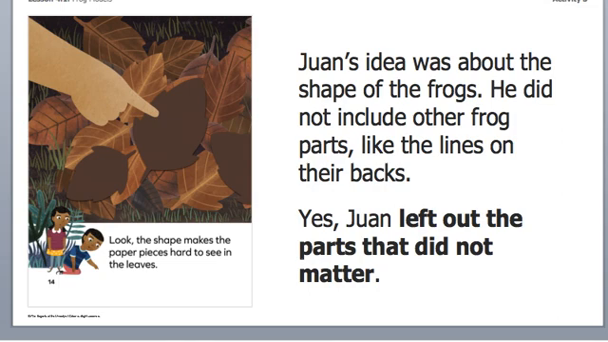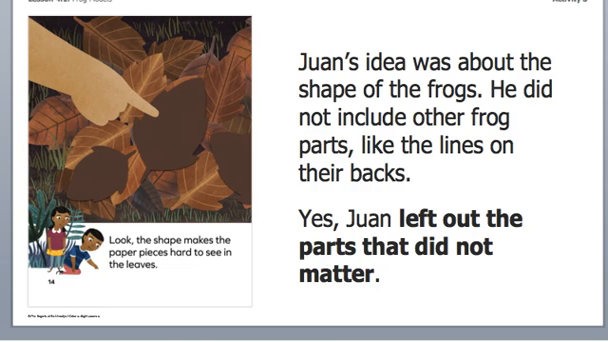Look, the shape makes the paper pieces hard to see in the leaves. So again, Juan's idea was about the shape of the frogs. He did not include other frog parts like the lines on their back, their eyes, or their mouths. Those parts were not important for explaining his idea about shapes. So we would give him a check.